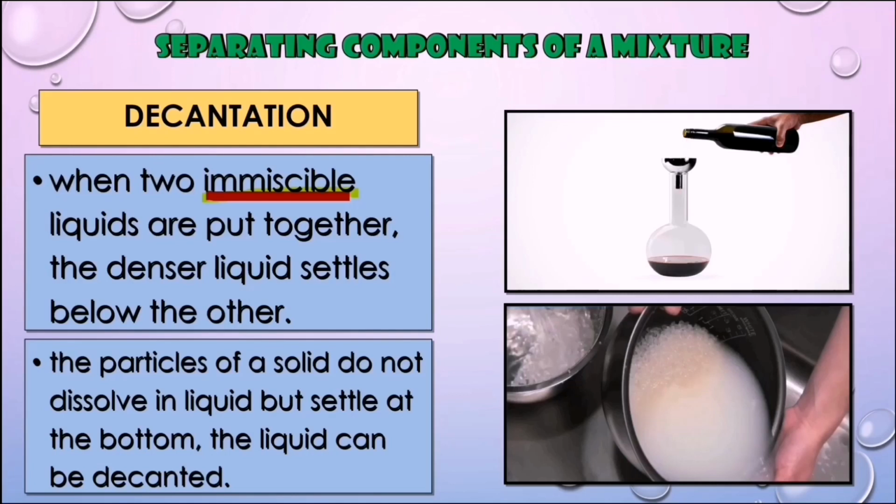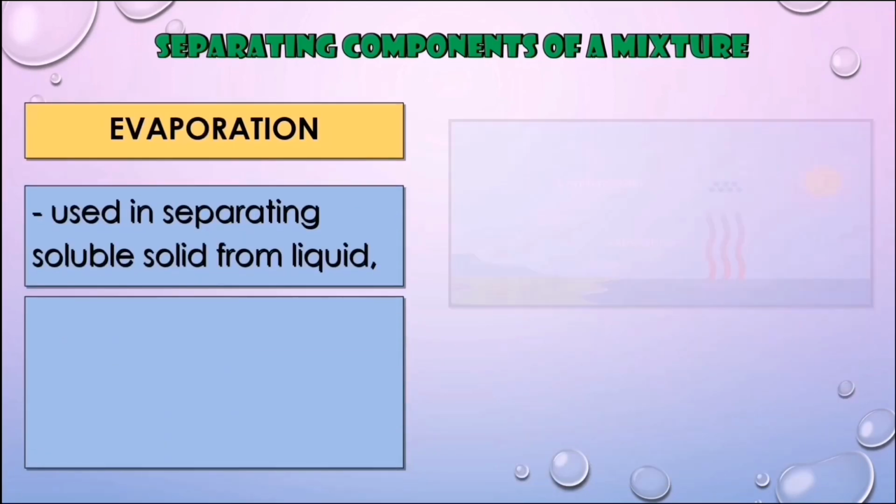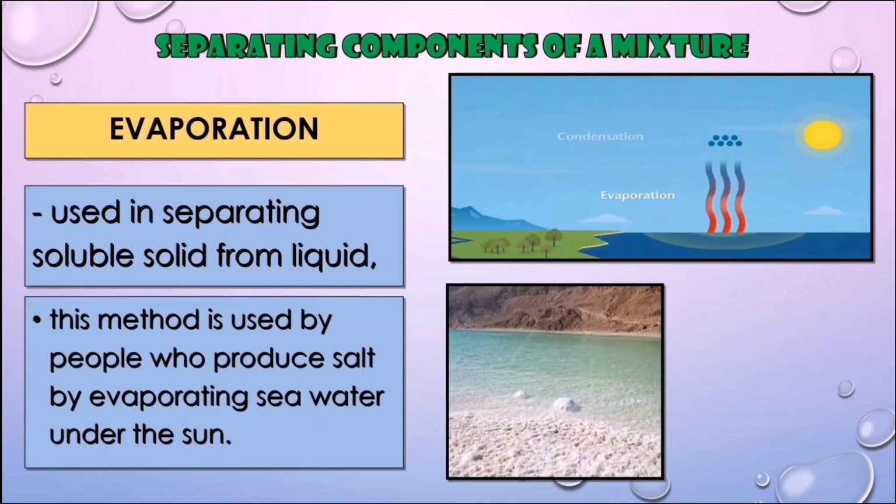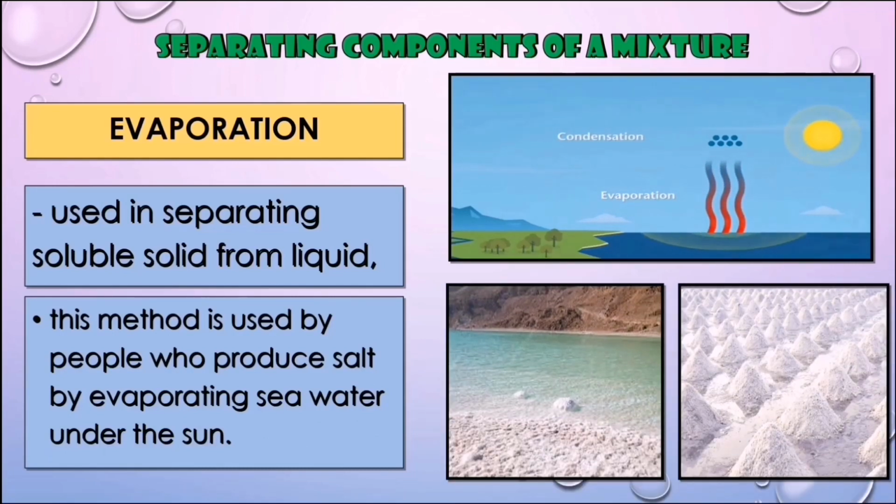Next is evaporation. It is used in separating solid from liquid. Through heat, the liquid evaporates and the soluble solids remain. People who produce salt use this method, evaporation. They put seawater under the sun. Since the water evaporates because of the heat, the salt remains. That is how we get salt.